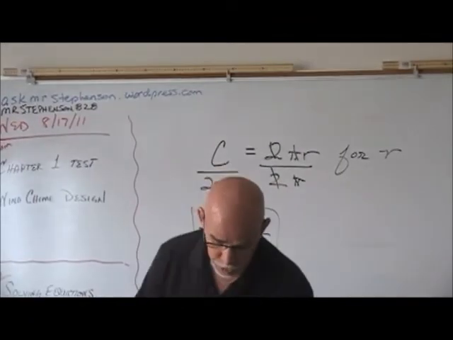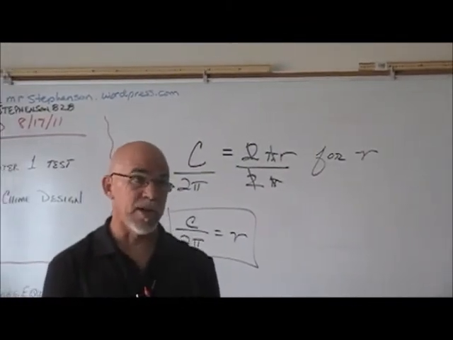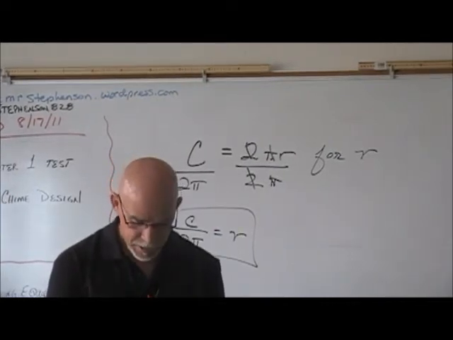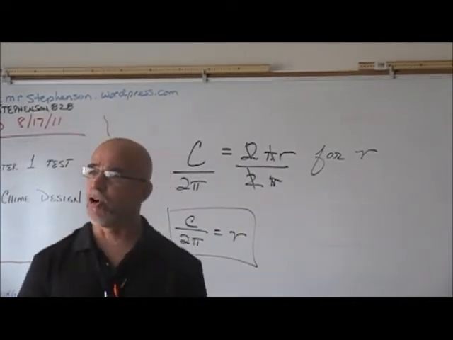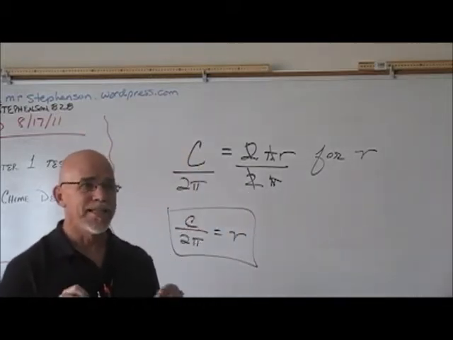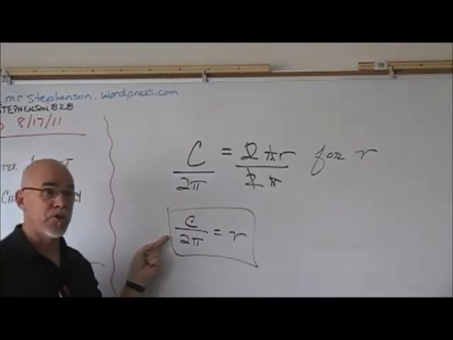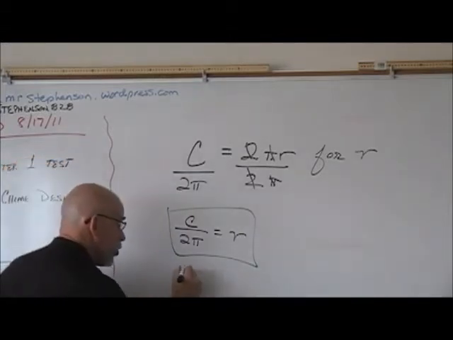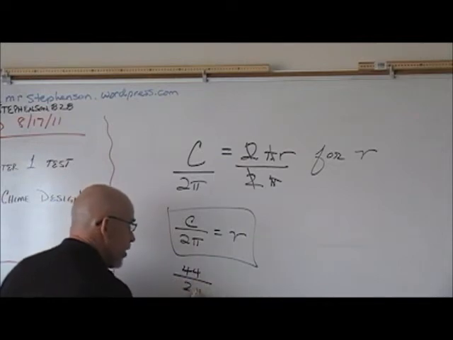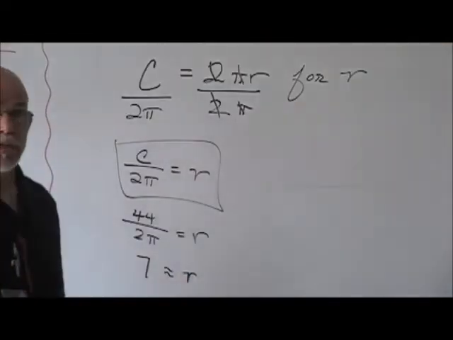Look at the problem. Look at example 1. It says solve for R, then it says then, so they're asking you to do two things. Then find the radius of the circle when the circumference is 44. What does that tell you to do? Plug 44 in for C. It says circumference is 44. So everywhere you see C, you're going to write 44, and then you get around 7. That's the answer that they give you in example 1.